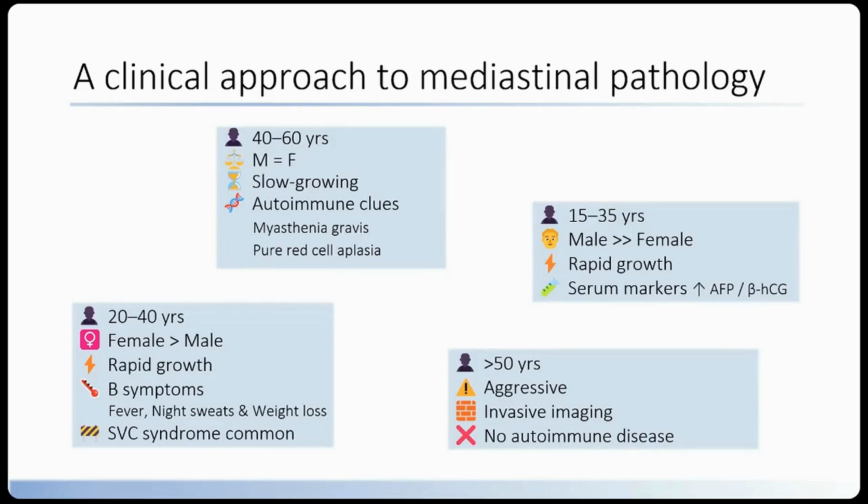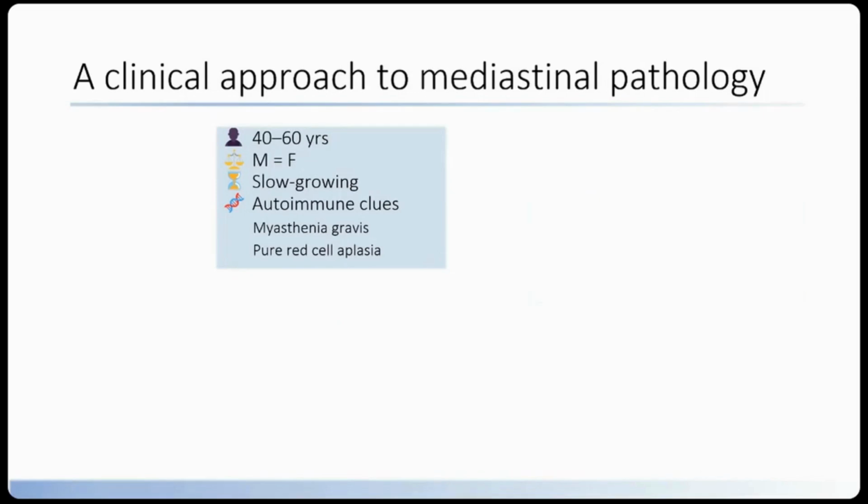So it's really important, while as pathologists we want to dive straight into the histology, that we understand the clinical presentation and the demographics of the patient. Let's walk back through this. Typically, 40 to 60-year-old males, approximately the same as females, with a slow-growing lesion and some autoimmune symptoms, myasthenia gravis, red cell aplasia. Hopefully we've all got an idea of what that might be.